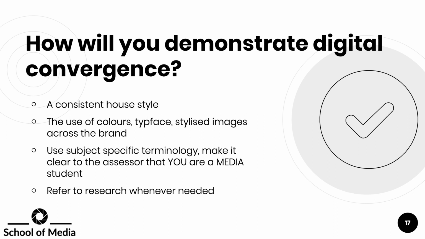Some of the things you want to talk about is a consistent house style, the use of colours, certain typeface, stylized images that are the same across the brand. We need to look at your website, your audiovisual and your magazine, and we need to know that they all come from the same brand. So you have to demonstrate that digital convergence if you want to score really highly.